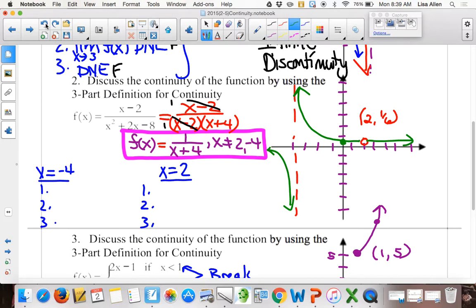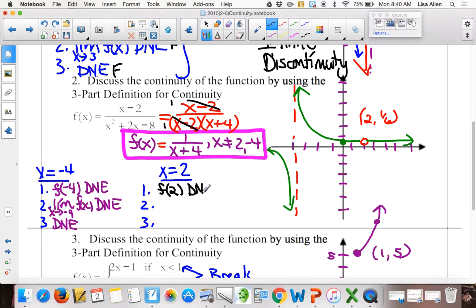If we take a look at the discontinuity at x equal to negative 4, we see that we have infinite discontinuity. f of negative 4 does not exist, which is the situation we had for the first one. The limit as x approaches negative 4 of f of x does not exist, because it's infinity and negative infinity. Then for the third criteria, they can't be equal to each other because those first two don't exist.